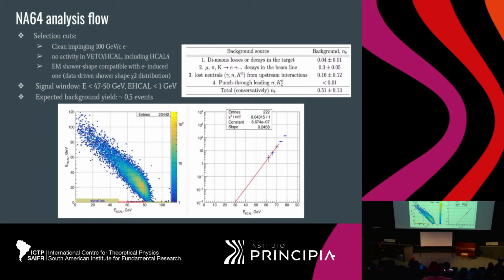Here you have an example of a so-called sideband fit, which is done to extrapolate one of these kinds of background, which is the upstream interaction, that is to say, interaction of the electron within some part of the tracking elements. And so what is done is that this background is evaluated from data, extrapolating an exponential distribution towards the signal box.